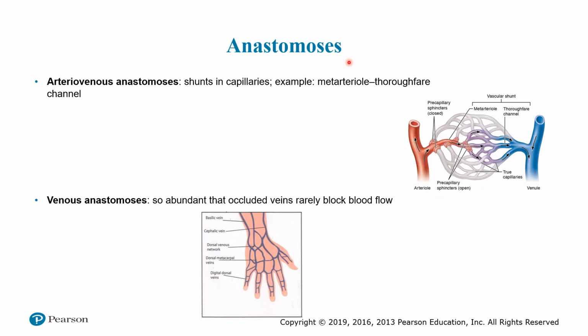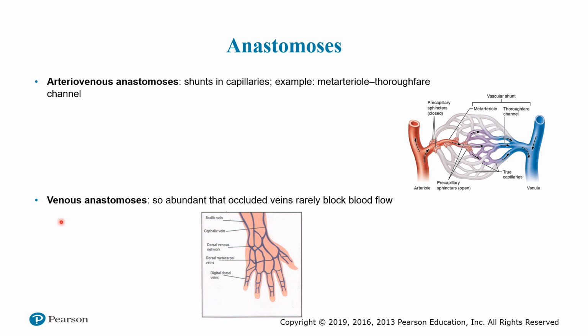Now these anastomoses can also happen between an artery and a vein. The example of the arteriovenous anastomosis we already went over. In the mesentery, we have this shunt where a metarteriole is directly taking blood to the thoroughfare channel, skipping these capillaries. So this is an example of arteriovenous anastomosis.